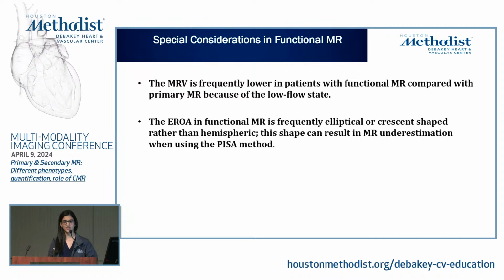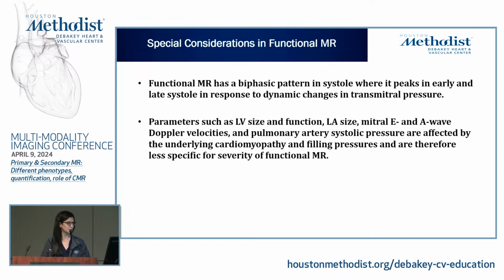There are special considerations in functional mitral regurgitation, because some of these specific criteria do not necessarily apply to patients with functional MR. So your mitral regurgitant volume is going to be lower in patients with functional MR because it's a low flow state. So you're not expected to see a lot of 60, 70 cc's regurgitant volumes. The EROA in functional MR is frequently elliptical or crescent-shaped rather than hemispheric, as we saw in that previous 3D image. And this can lead to underestimation of MR by your PISA method. So make sure you use other methods and incorporate all the different findings.